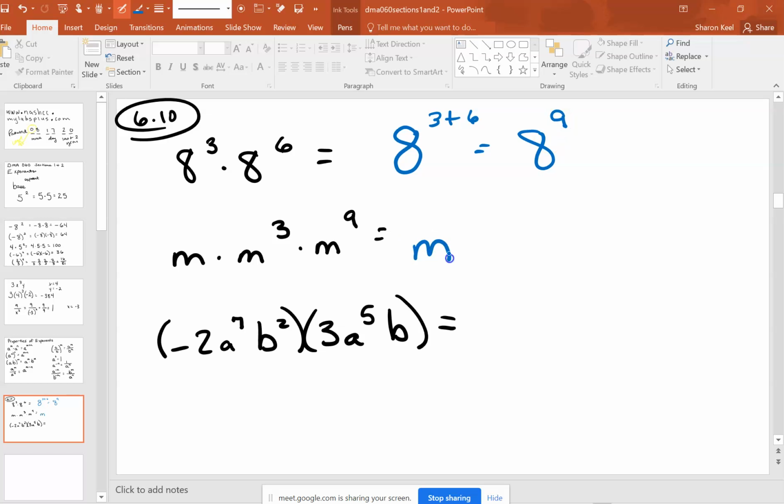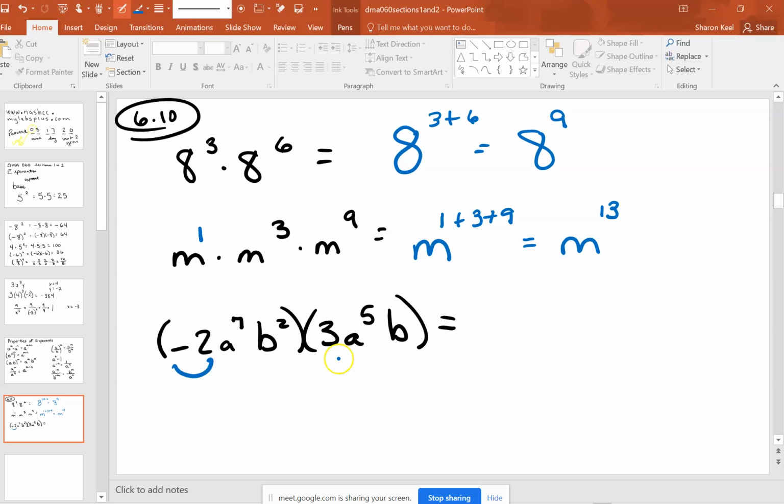For this one, m is the base. This one has 3, this one has 9. This does not have a number, so you're going to need to write an understood 1. So we're going to have 1 plus 3 plus 9. Now you don't have to write out this row. You can just use your calculator and add 1 plus 3 plus 9. That's going to give you a total of 13. So m is to the 13th power.